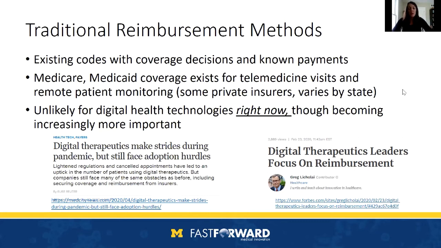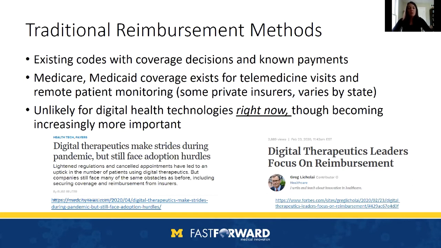There are certain types of digital care delivery that are reimbursed in terms of telemedicine visits and remote patient monitoring through Medicare, Medicaid, and some private insurers. And we've seen a large increase in this given the current pandemic situation and a lot of transition to telecare. However, in terms of digital health development, the traditional reimbursement pathway is largely unknown or undeveloped at this point.